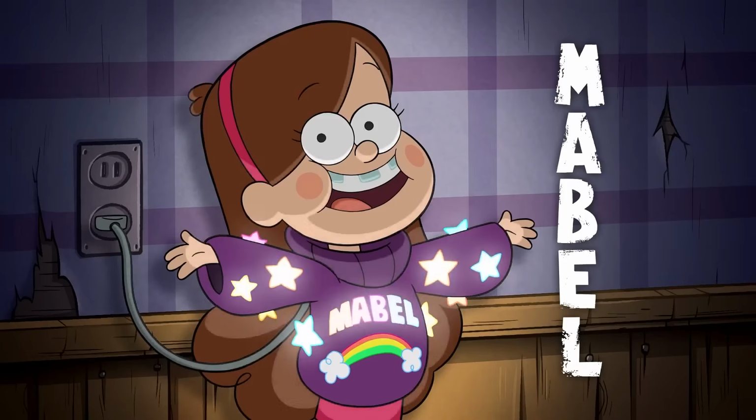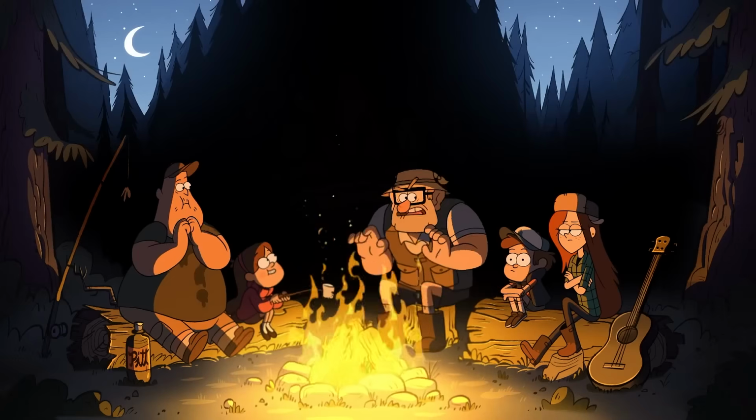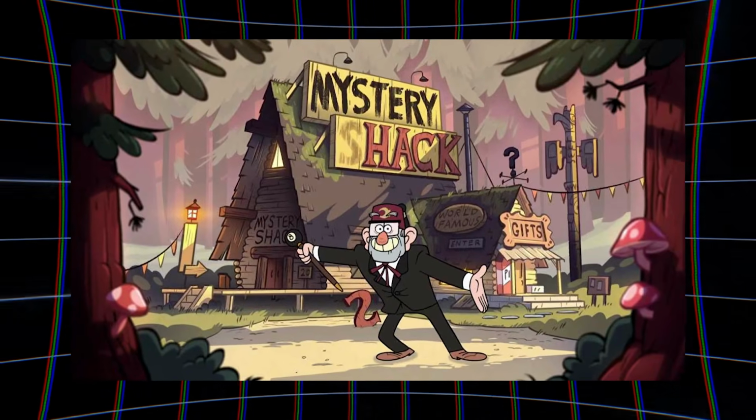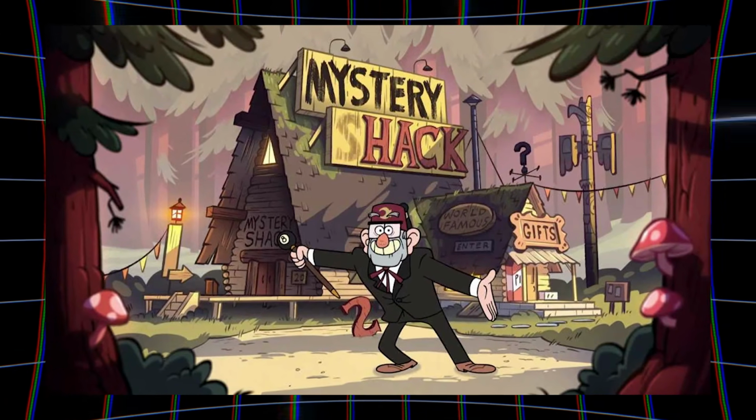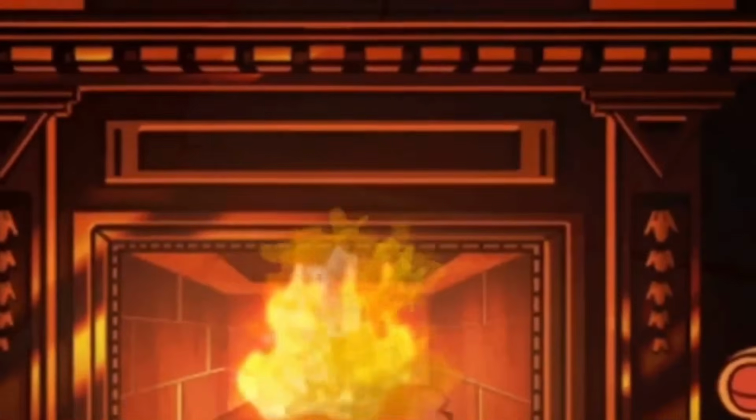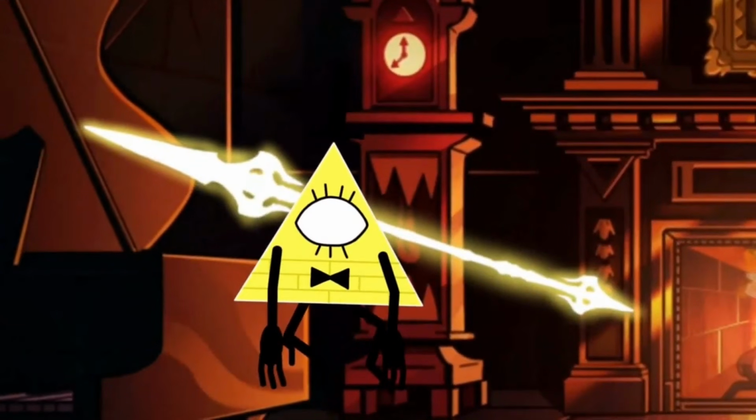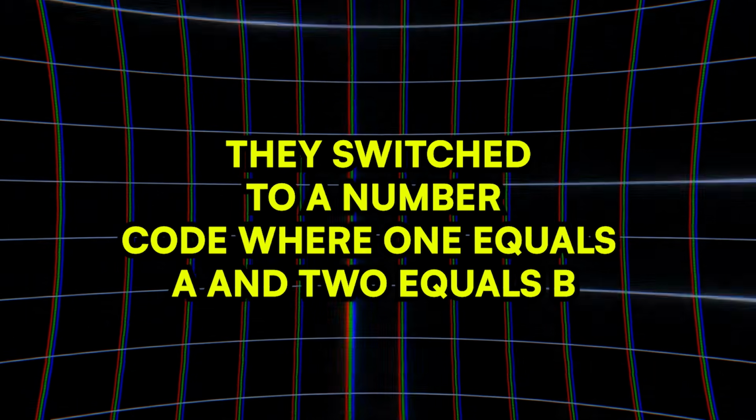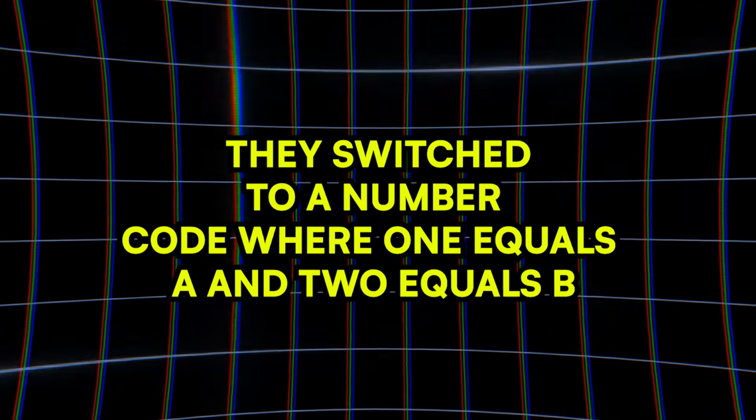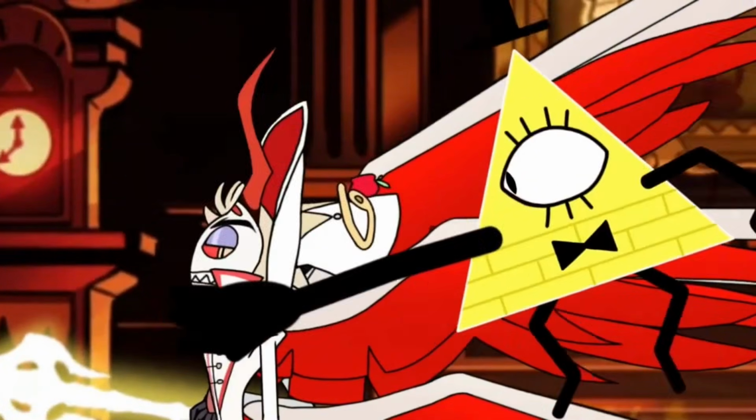The whisper in the theme song changed to tell viewers to switch A with Z. This is called an Atbash cipher. It is like a mirror for the alphabet where A becomes Z and B becomes Y. This made the puzzles harder and showed that the mystery was getting deeper. By the time the first half of the show was ending, they switched to a number code where 1 equals A and 2 equals B, and so on.